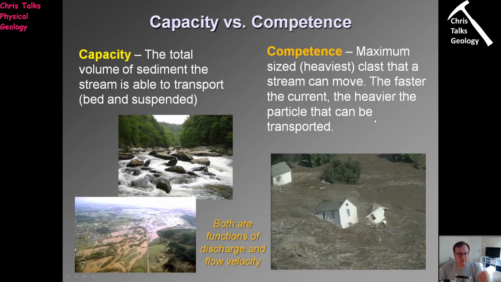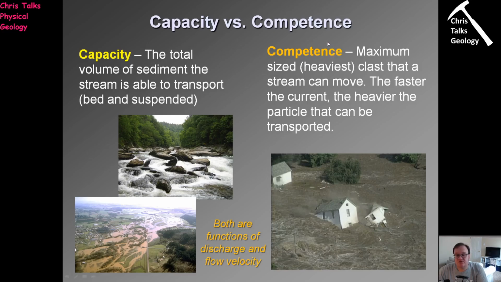Two variables that we have to think about when we think about rivers are capacity and competence. The capacity is the total volume of sediment the stream is able to transport, both in the bed load and suspended in the water. Obviously, the capacity will increase during times of flooding and high discharge. The more water you have in your river, the more sediment can be suspended in that water, and the more energy that water has as well, so the more sediment it can erode and carry along as part of the bed load.